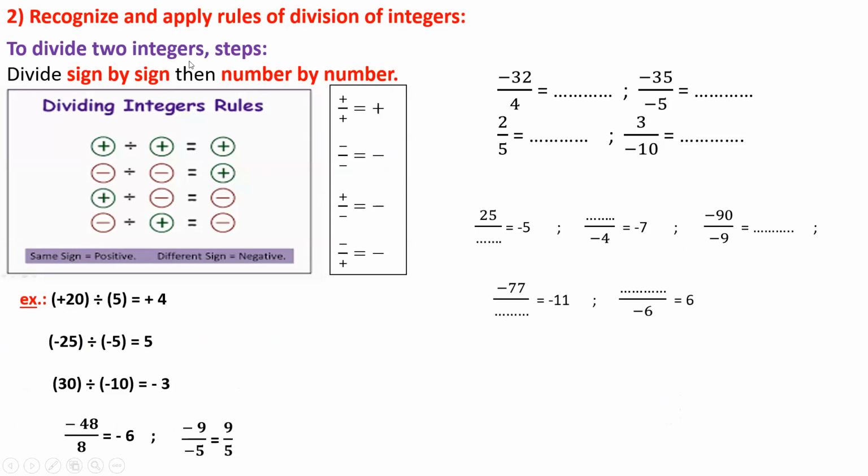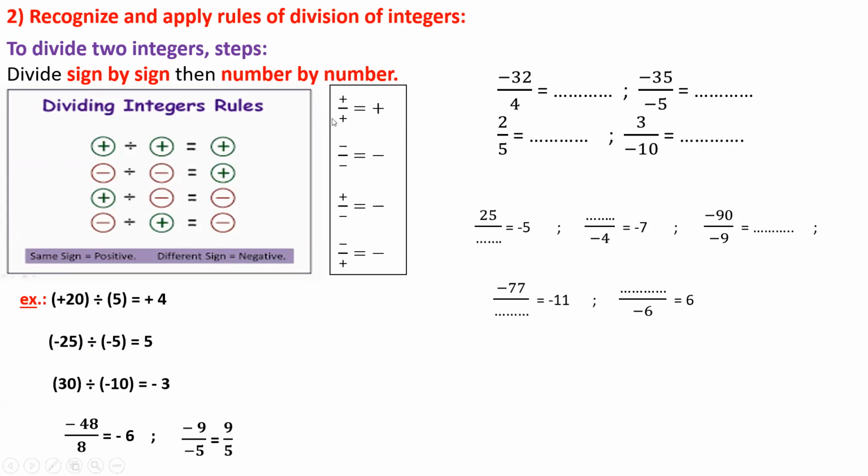What is the rule to divide two integers? To divide two integers, we divide the sign by the sign, then the number by the number. It's similar to multiplication. So if I am dividing a positive by a positive, the answer will be positive. A negative by a negative, the answer will be positive. A positive by a negative or a negative by a positive, my answer will be negative.